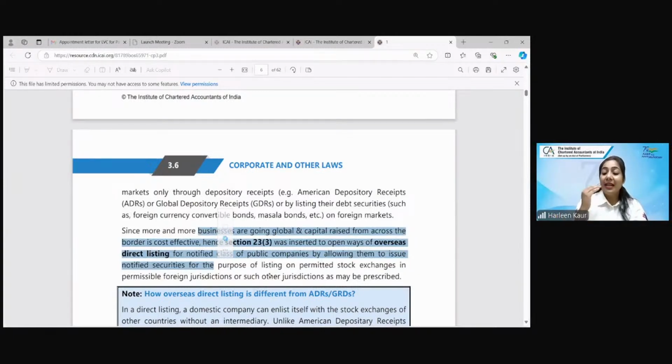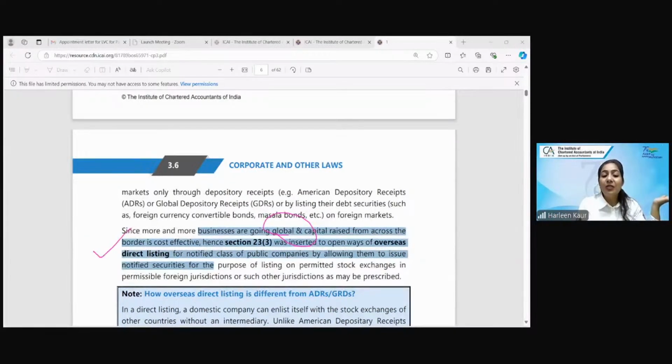Here it is written. It basically tells you the companies which are notified can raise their shares in the foreign jurisdiction. Basically, they can have overseas direct listing also. Which companies? Only the notified public companies. So you're trying to expand your business, you're trying to go global, you want to bring capital across borders, then section 23, subsection 3 has been inserted. It talks about overseas listing.